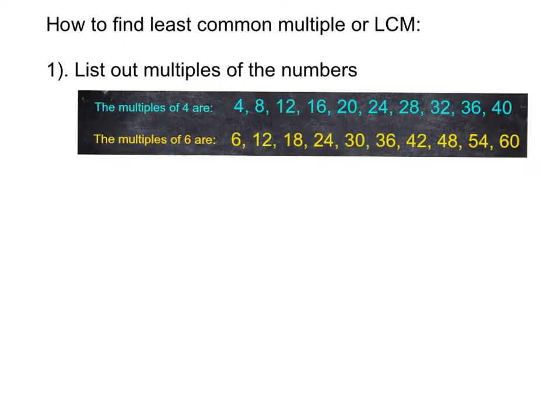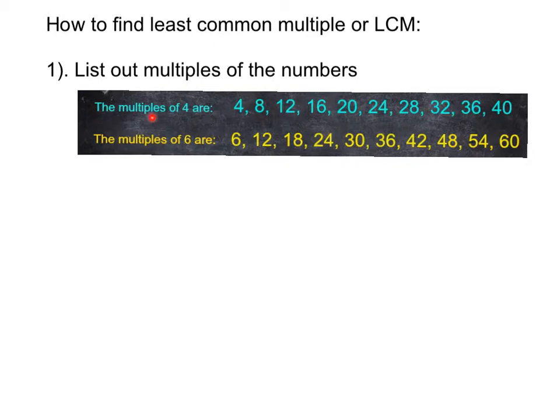So now let's go to how to find least common multiple, or LCM. The first step, step 1, is to list out multiples of the numbers. Remember, multiples can be found by repeatedly adding a number.